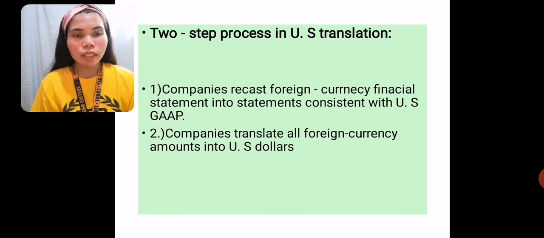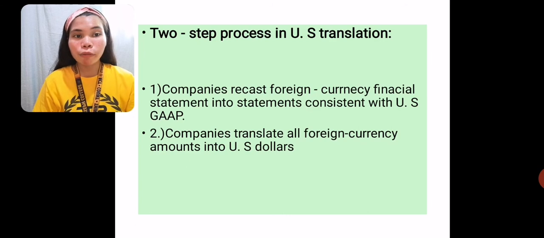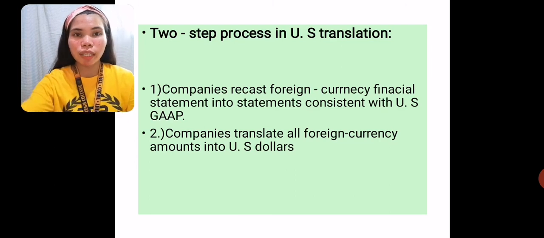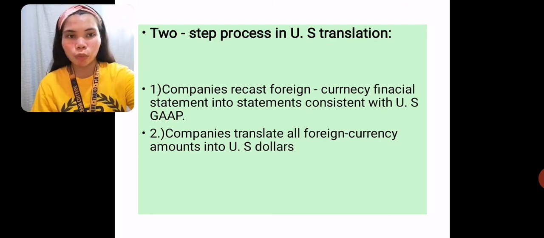Second, companies translate all foreign currency amounts into US dollars. Financial Accounting Standards Board Statement Number 52 describes how companies must translate their foreign currency financial statements into dollars. All U.S. companies, as well as foreign firms that list on a U.S. exchange, must use Statement Number 52.